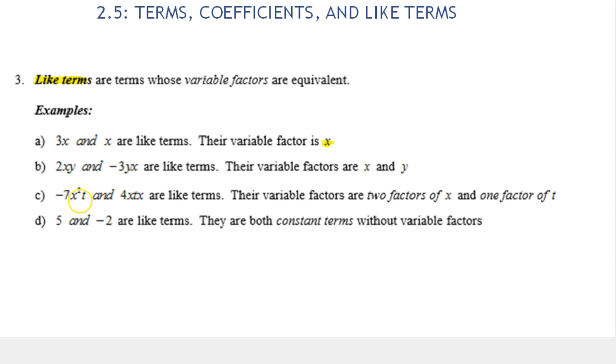Here we have x squared t and x times t times x. Well, even though they're jumbled up, x squared t, well, that's 2 factors of x and 1 factor of t. Notice xtx also has 2 factors of x and 1 factor of t. So their variable terms are equivalent, so they are like terms. So we could rearrange these if we wanted to. Typically, we'd write the variable terms in this way, not this way, but they can be written in any other way. And finally, 5 and -2 are like terms. They're both constants.